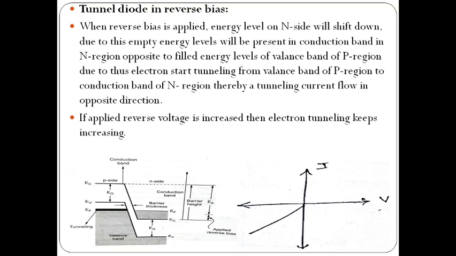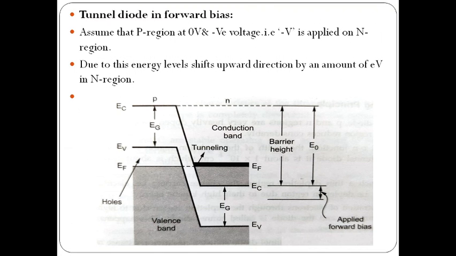Here you can clearly observe the energy band diagram in forward bias. Assume that the P region is at 0 volts and a negative voltage is applied on the N region. Due to this, the energy levels shift in the upward direction by an amount of eV in the N region. Here you can observe the energy band diagram, where the energy levels shift upwards.